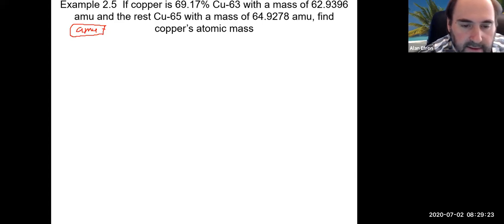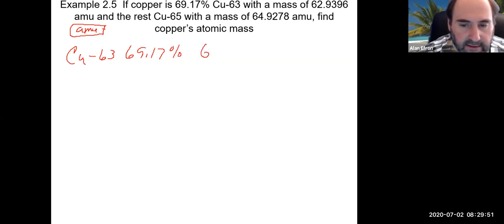Okay, so let's take a look and see how we're doing. Again, here we do have a couple different isotopes of copper. We have copper 63 and we have copper 65. In this case, we see that copper 63 has a percentage of 69.17% with a mass of 62.9396 AMU.